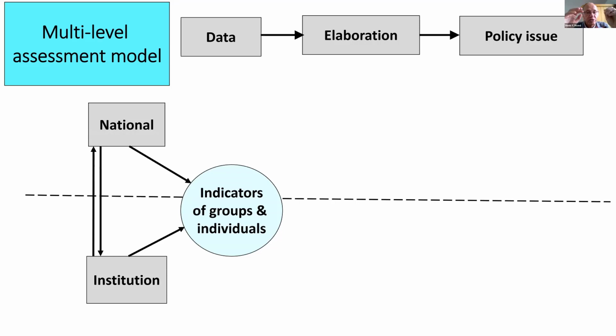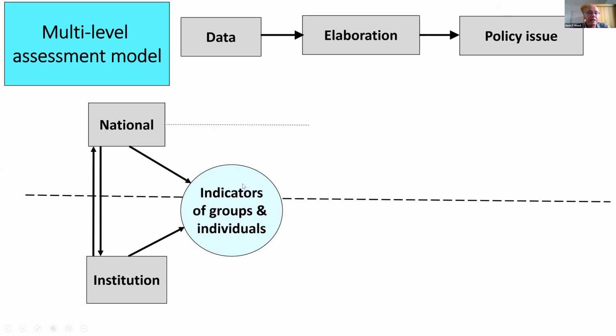Now, let me first say that regardless of the level of aggregation, it is important, if you want to use indicators, that there is a system that contains data and indicators of groups and individuals, that is validated, that is accurate, and so on. And both levels, both the institutions and a national organization, can contribute. Well, so far so good.